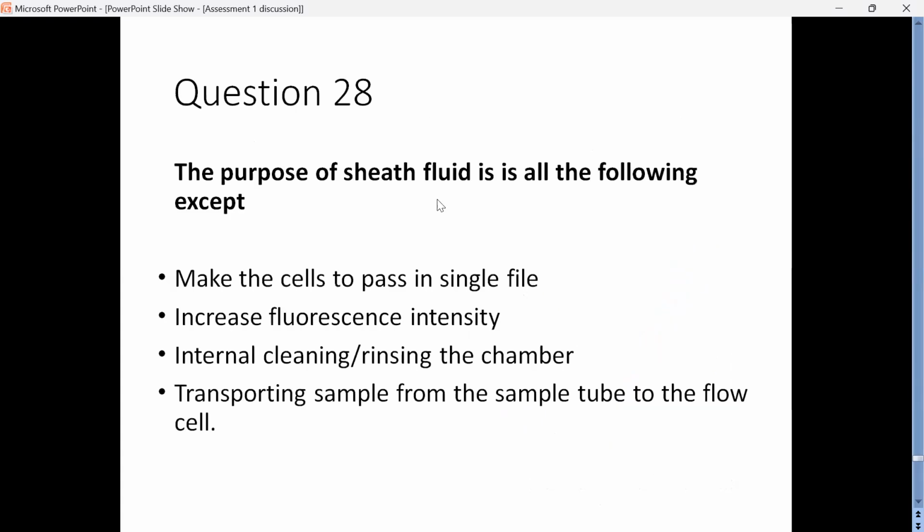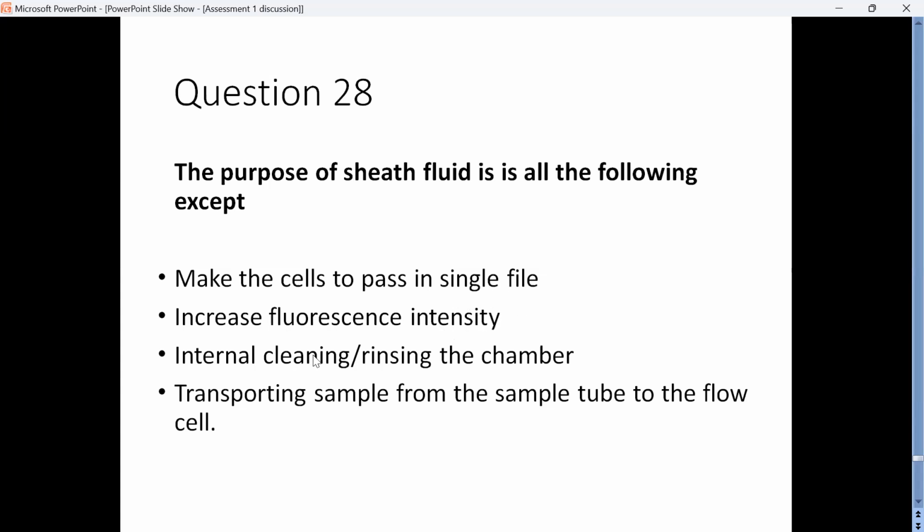The purpose of sheath fluid is all for all the following except. So sheath fluid makes the cells pass in single file. Yes, correct. That is one among the functions of it. It increases fluorescent intensity. Sheath fluid has nothing to do with fluorescent intensity. So this is not the function of sheath fluid.